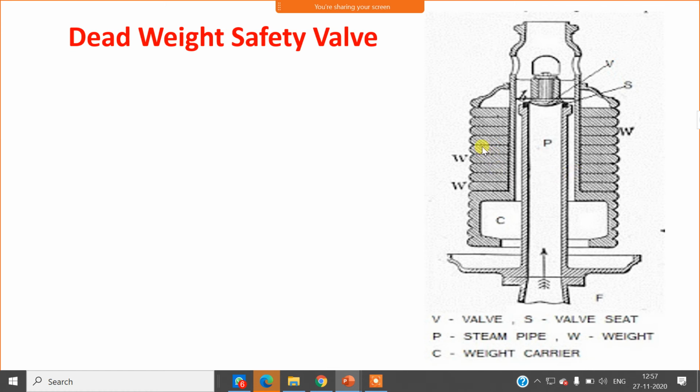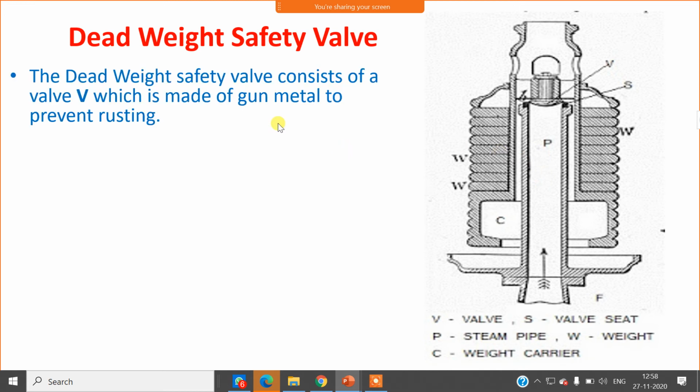If we want to reduce the working pressure, we can remove the weight which is attached on the dead weight safety valve. If we want to increase the working pressure, we can add more weight. Now this safety valve is not suitable for moving or mobile plants like locomotive and marine, because due to very high vibration it is not suitable.